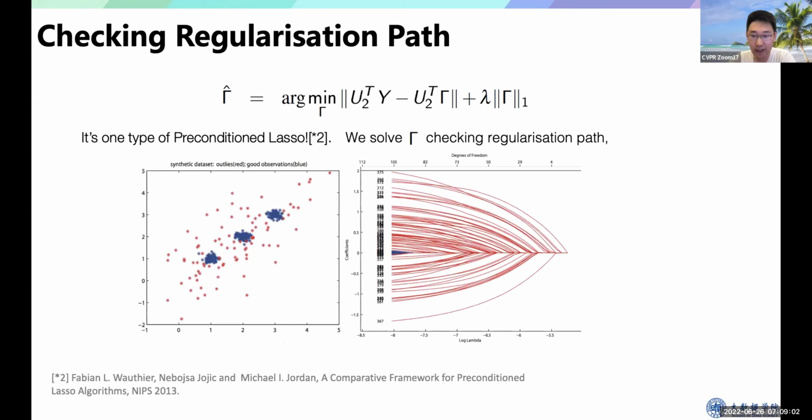Here we give a toy demo to visualize the solver. The blue points indicate the inliers, and the red points indicate outliers, and we basically use this preconditioned lasso formulation and check the regression path. And here the x-axis is still the lambda, and the y-axis is the magnitude of gamma. Basically, following the regression path, the outlier variables will come first, which are the red lines here, and the blue lines indicate the inliers.